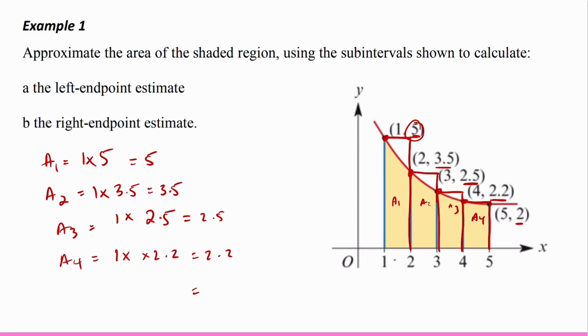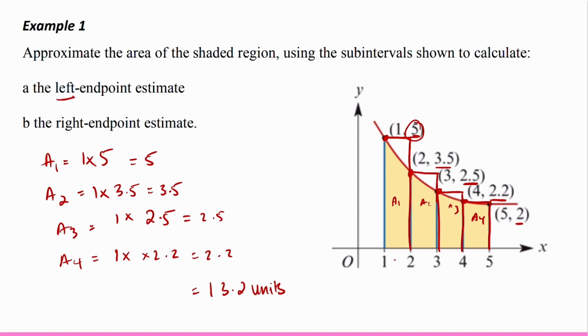So I'll just work that all out there. And when you add them all up together, if you can pull out your calculator and work it out on the spot, that becomes 13.2 units. So that's using the left endpoint estimate.